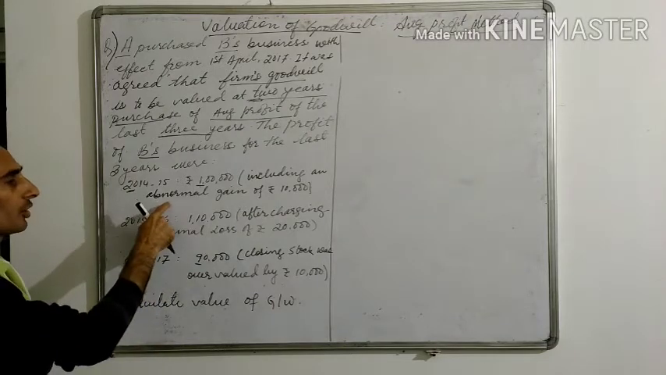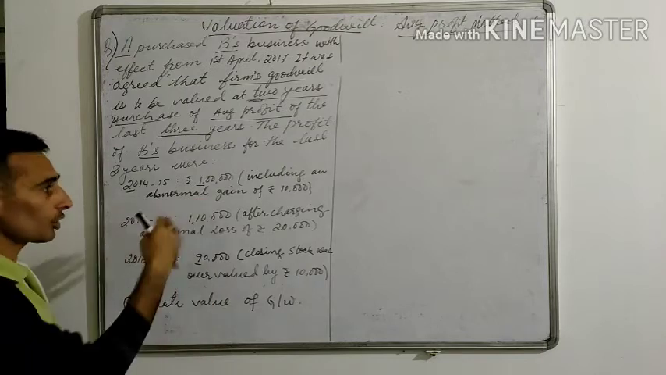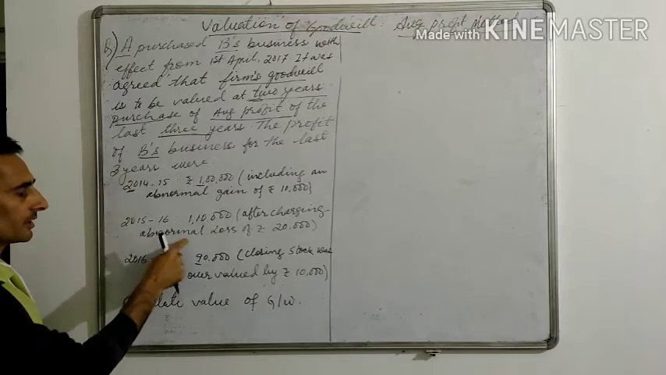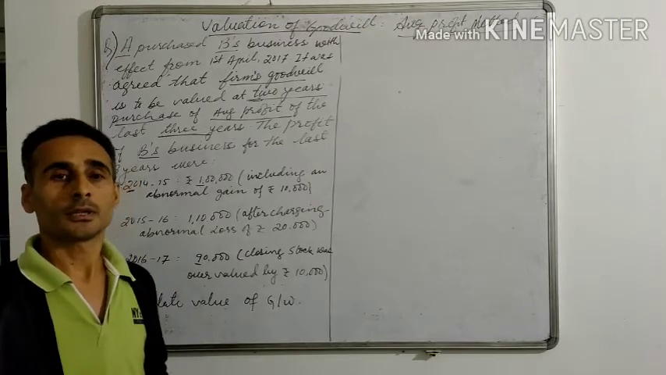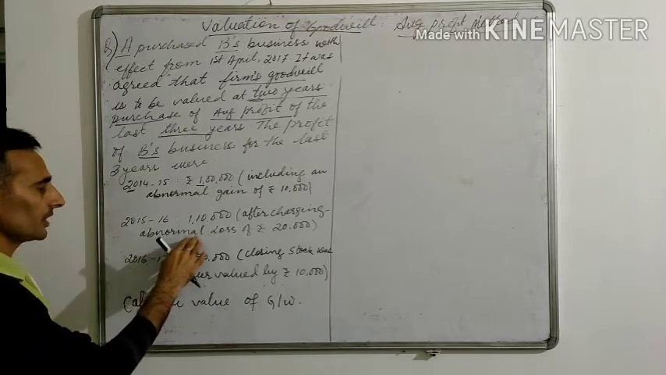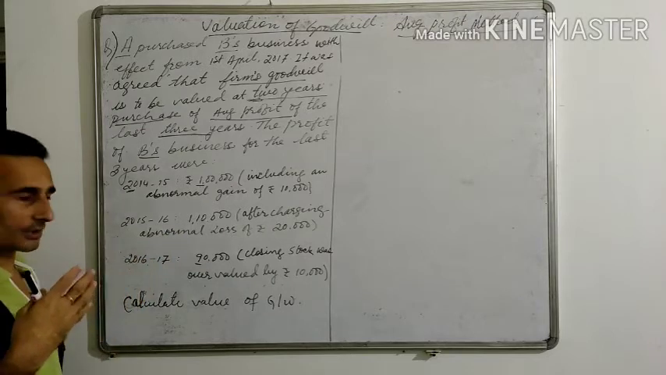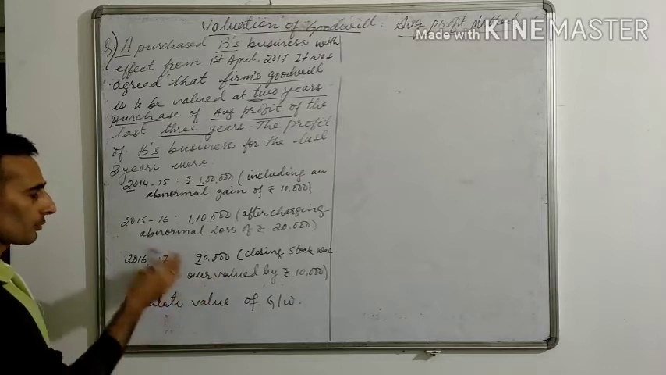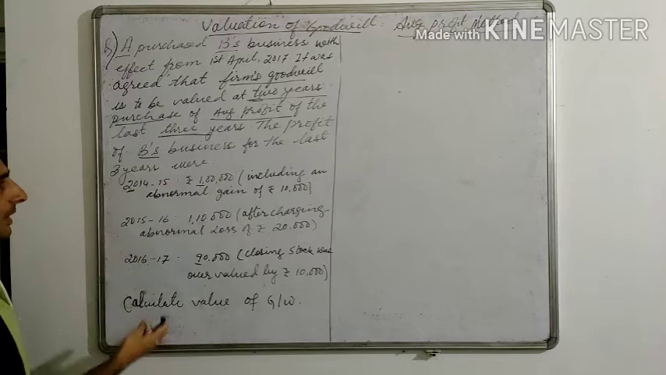Why? Because this is not a normal gain. It's not a gain which takes place regularly. So this gain should not be included to calculate the future profit. Similarly, 2015-16 has an abnormal loss. Again, this loss is not of a regular nature. It does not take place every time, right? So this loss should not be taken into account for calculating the future profit. In 2016-17, the valuation of closing stock will also affect the profit. So let's see one by one how to make the adjustment for this.